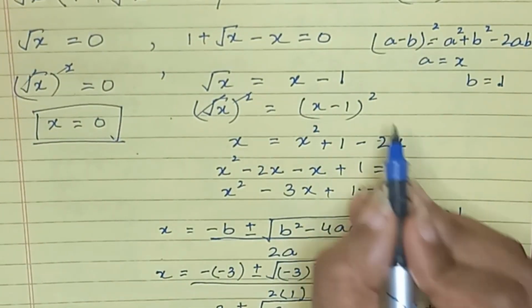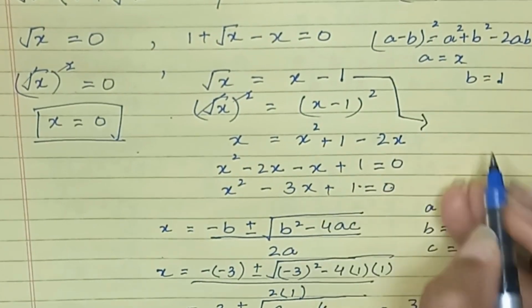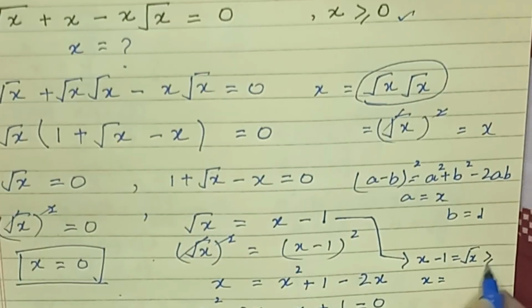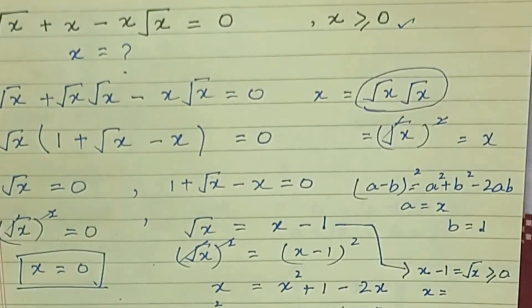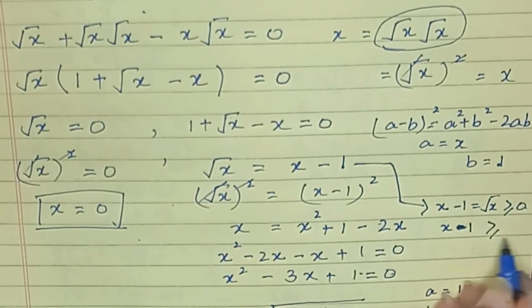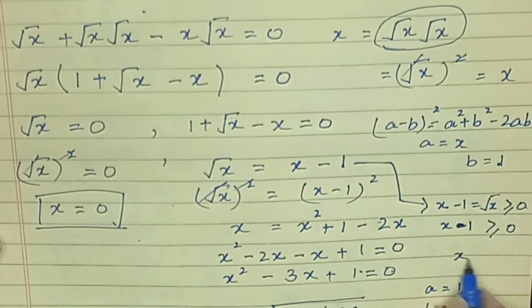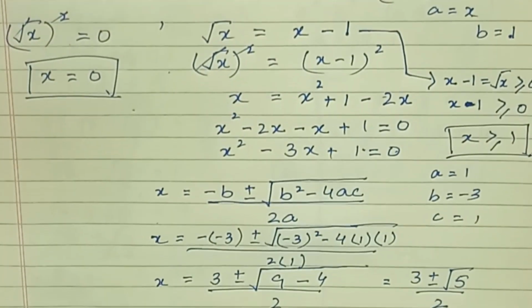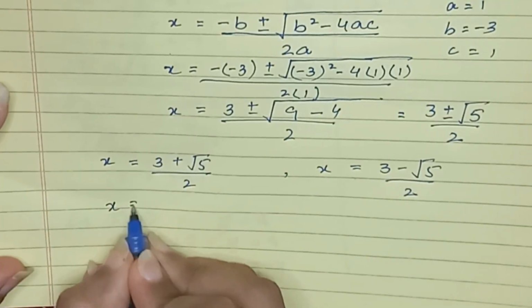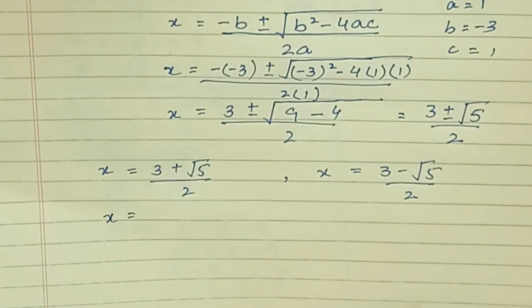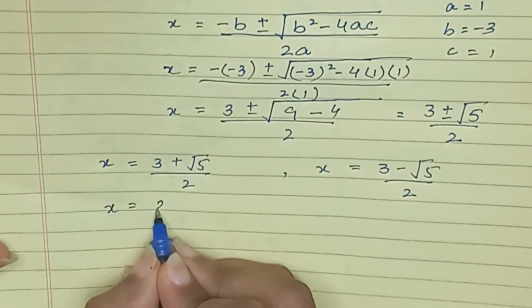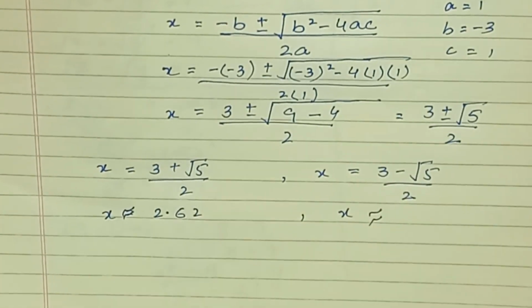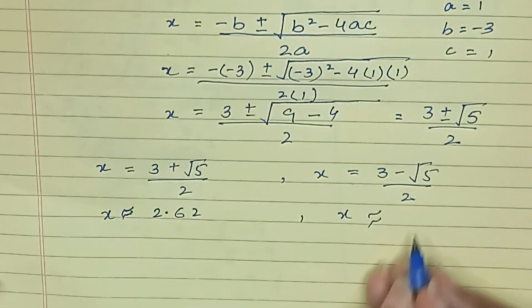But from here, x minus 1 is equal to square root of x, which is greater than or equal to 0 because x is greater than 0. So it means x minus 1 is also greater than or equal to 0, and from here x is greater than or equal to 1. So x is approximately equal to 2.62 and it is approximately equal to 0.38.